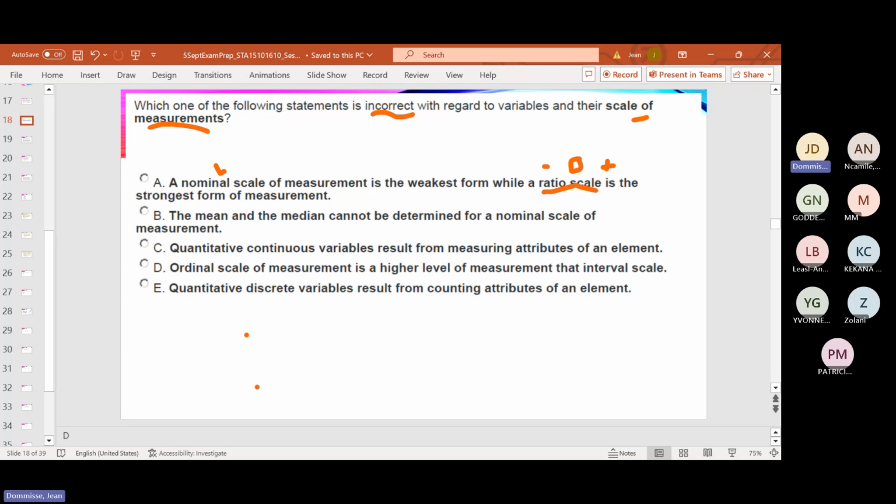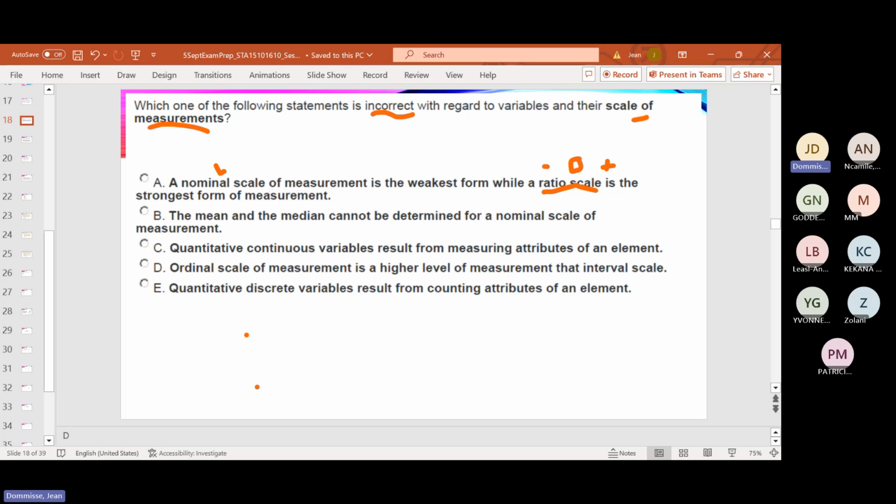And a simple example of a ratio scale is temperature. So you can go into negative, you can be 0, and you go into a positive temperature. So a simple example of the strongest, ratio scale, is temperature. A nominal scale measurement, province. So province doesn't say anything.